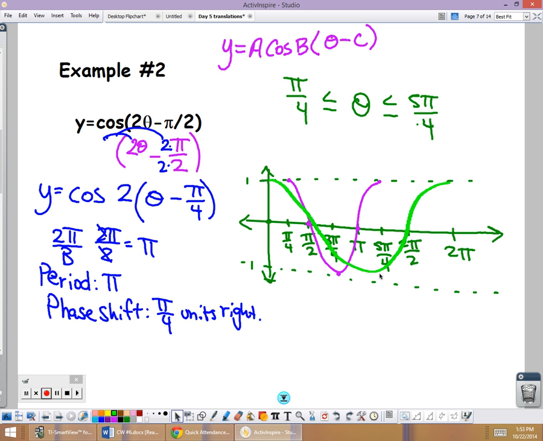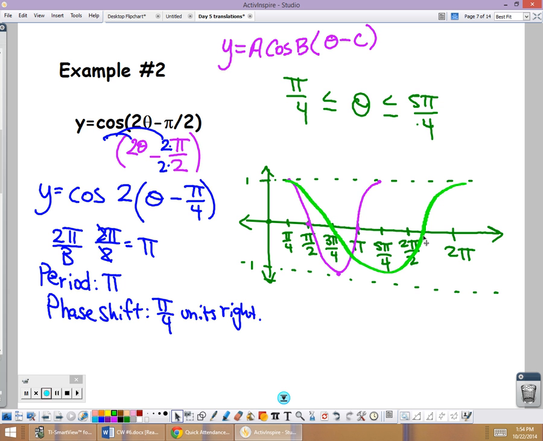Okay, so we shifted over how much? Pi over 4 units to the right. So we shifted that point pi over 4 units to the right. And we had a horizontal compression, actually, because it said times 2. Remember, when it's on the inside, we're doing the opposite.